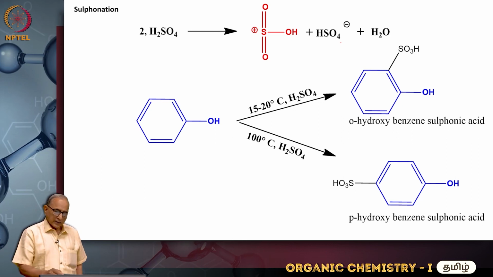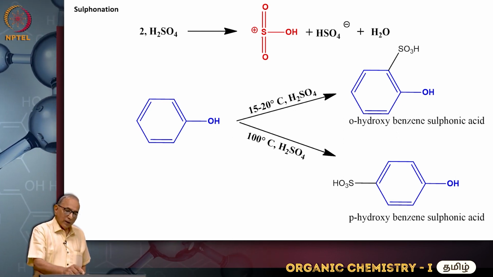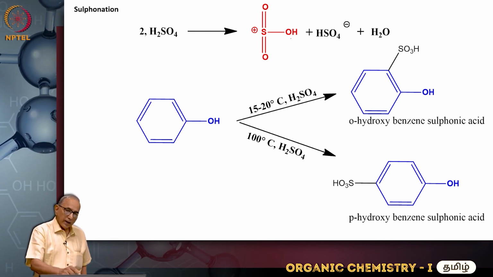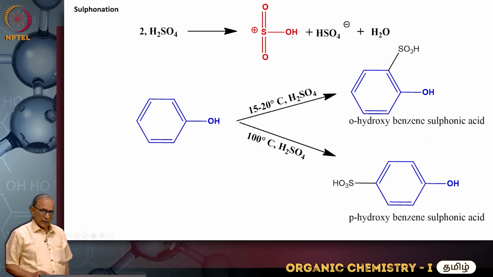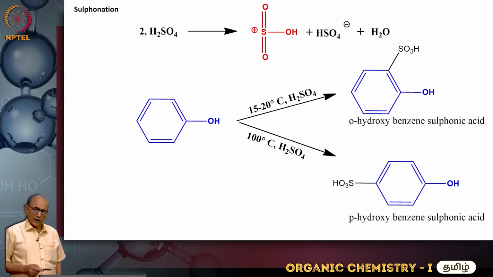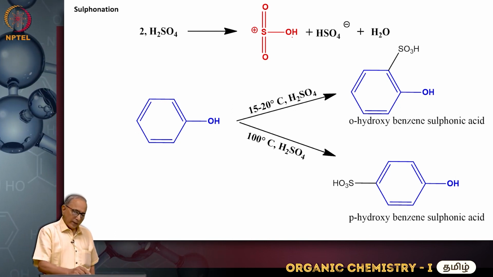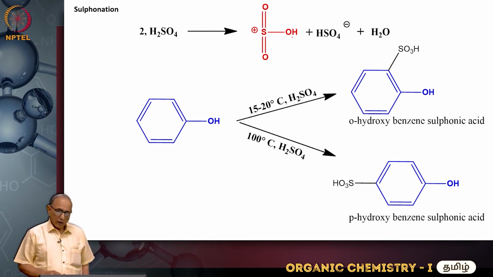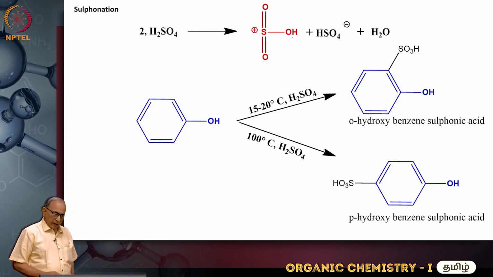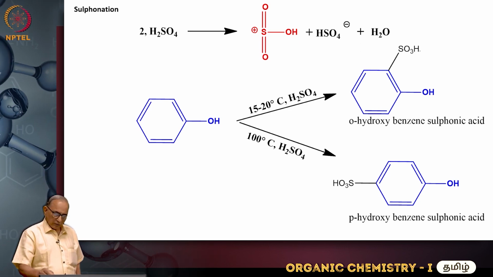The sulfuric acid which gets protonated will lose a molecule of water and form SO3H plus. This is as expected. This is an electrophile. In the SO3H plus வந்து it will attack the ortho and para positions of phenol. At lower temperature it forms orthosulfonic acid.